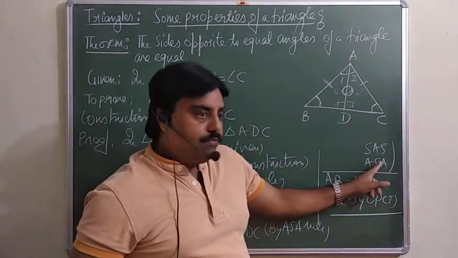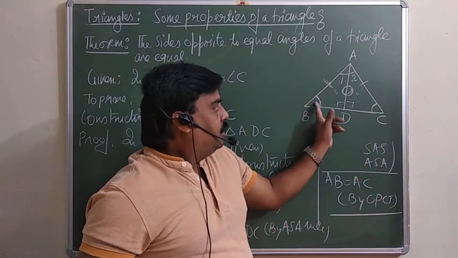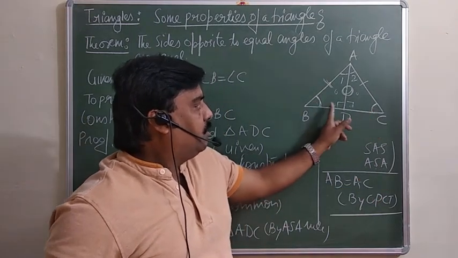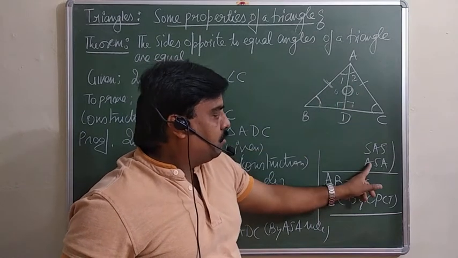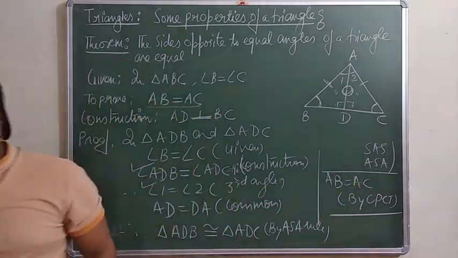Here you should be very careful. The included side, this is equal to this one, is already given. That we did in a construction, so you have to state this first. Then only you can apply this. Have a look.